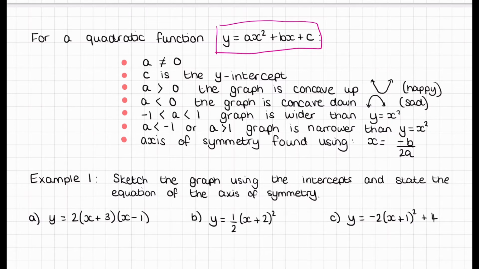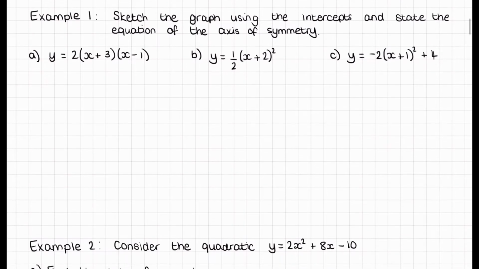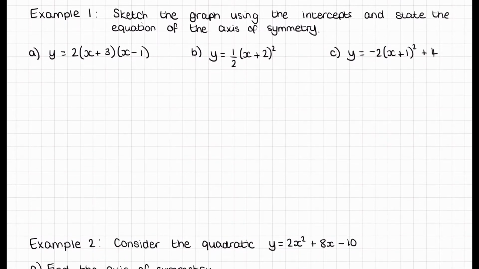So I've just got some examples to do with the graphing, so where we're sketching. So example 1, sketch a graph using the intercepts and state the equation of the axis of symmetry. So the first one is y equals 2 multiplied by x plus 3 in brackets multiplied by x minus 1 in brackets. Now this is the intercept form, so you've got your plus 3 and minus 1 here, so they relate to our intercepts. So our x-intercepts, remember the change of signs, they're the opposite, are at -3 and 1.